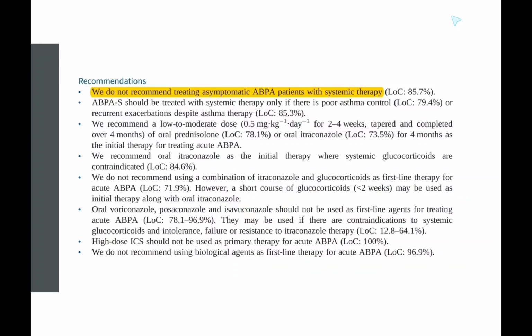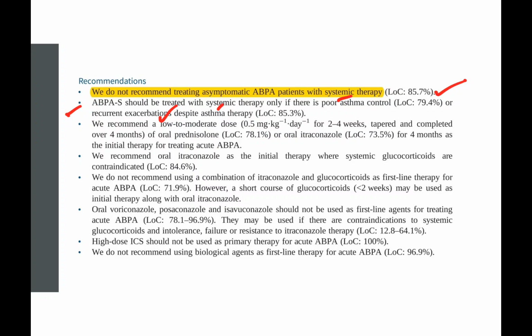Now, what are the treatment options? Asymptomatic patient, there is no role of treatment. We have to monitor the patient clinically, radiologically, and in between we have to do serum total IgE every 3 to 6 months also. If the patient has ABPA, poor asthma control and recurrent exacerbation despite asthma treatment, then we have to treat with systemic steroid.